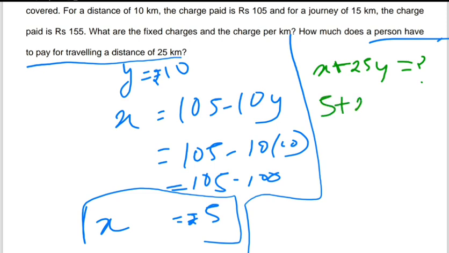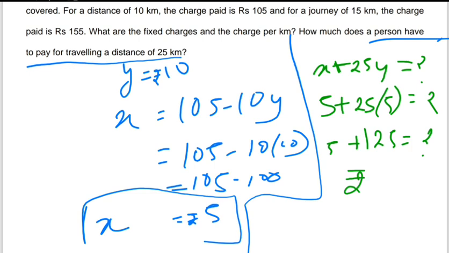So 5 plus 25 into 5, 5 fives are 25, 5 twos are 10, 125. 125 plus 5 is equal to rupees 130. Oh, I'm sorry. Actually, the value of y is 10. I'm sorry.